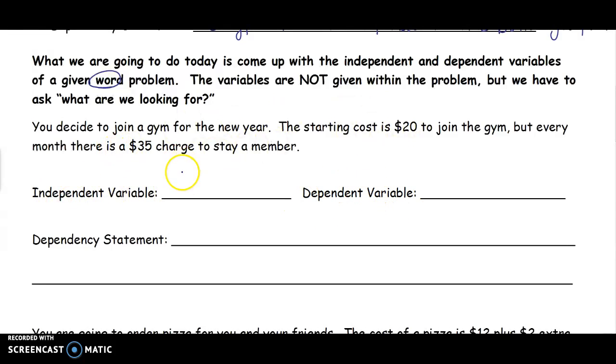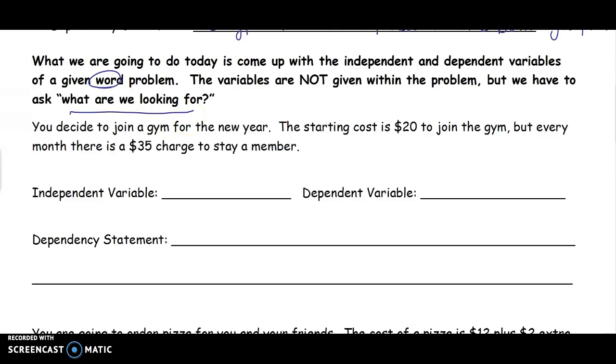So here you see two numbers. You cannot say 20 and 35. That is bad, okay? Do not do that. So here is the situation. We're going to ask, what are we looking for? You decide to join a gym for the new year. The starting cost is $20 to join the gym, but every month there is a $35 charge to stay a member. What are we looking for?